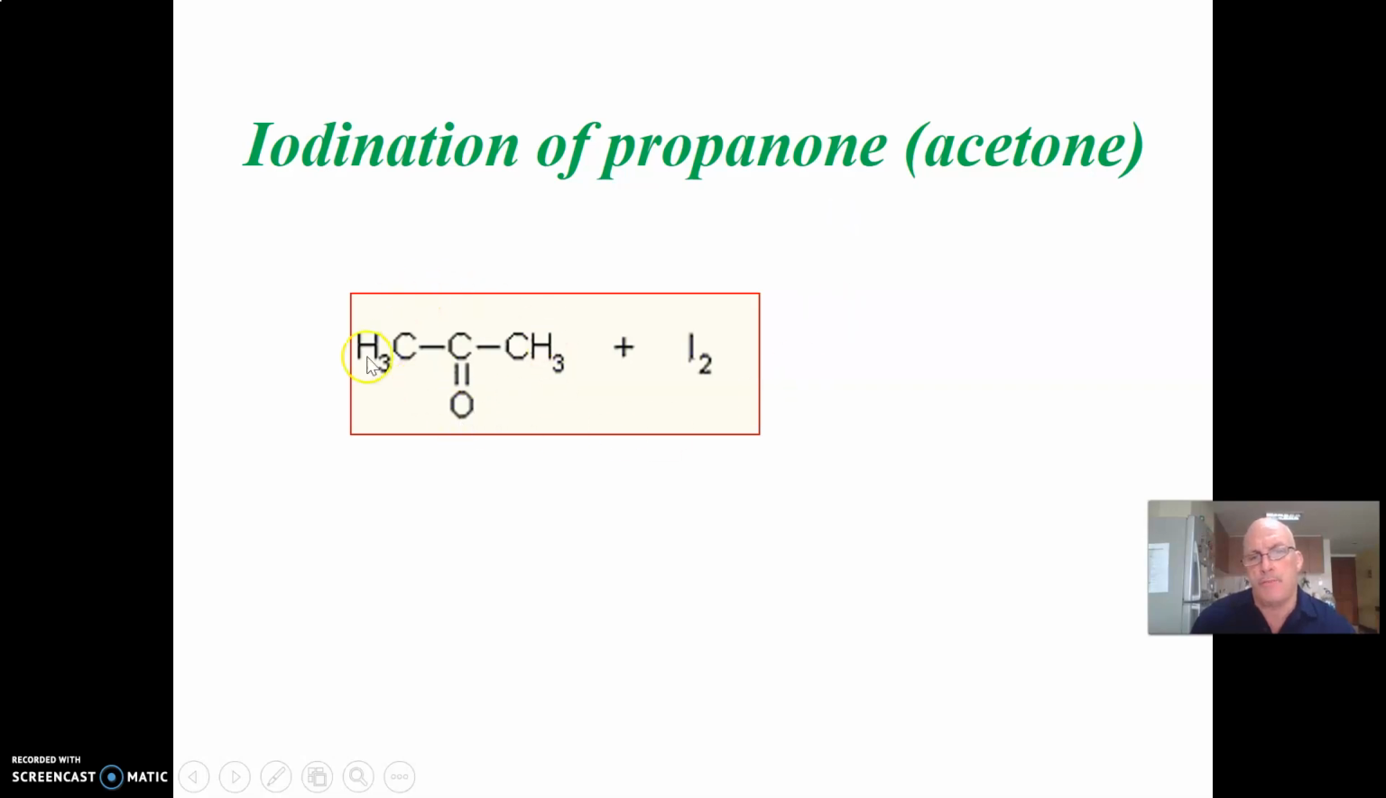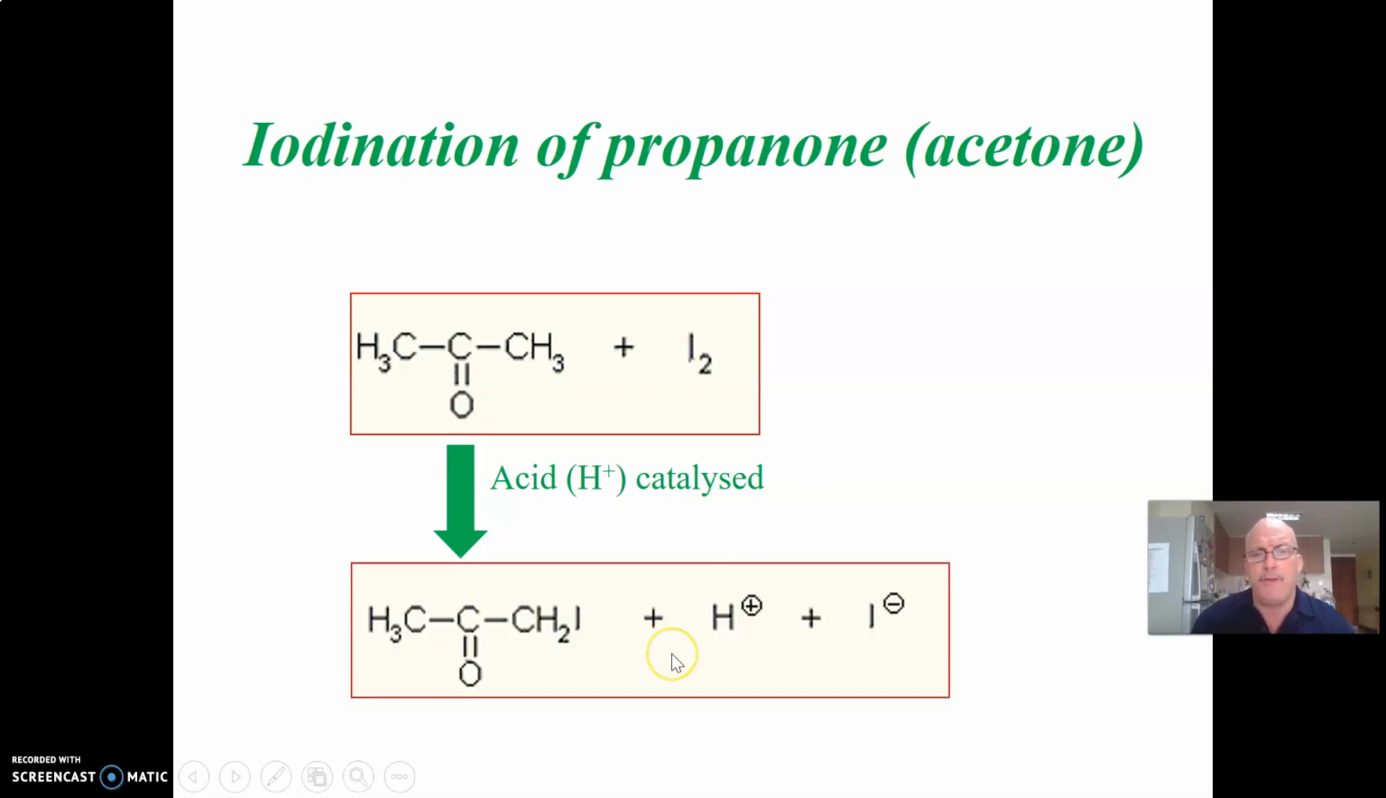Here's the reaction, here's propanone and here's iodine, and it's actually catalyzed by an acid, and you end up with iodopropanone. You've just substituted a hydrogen for an iodine, and you end up with hydrogen iodide, HI. But H+ is also a catalyst for the reaction.